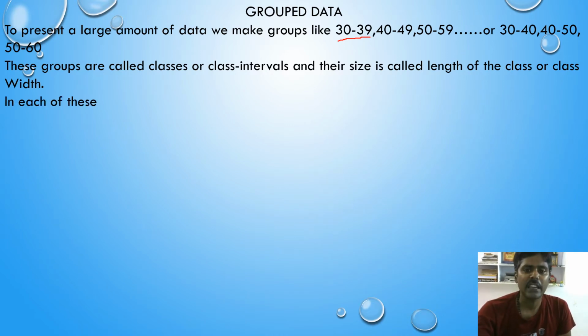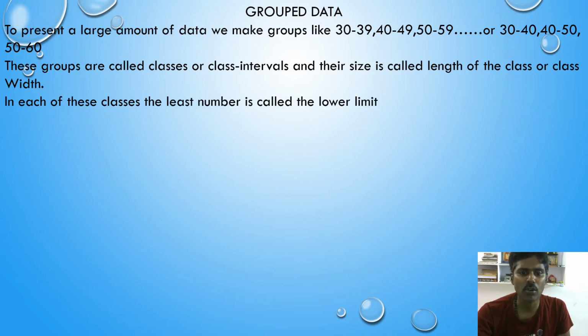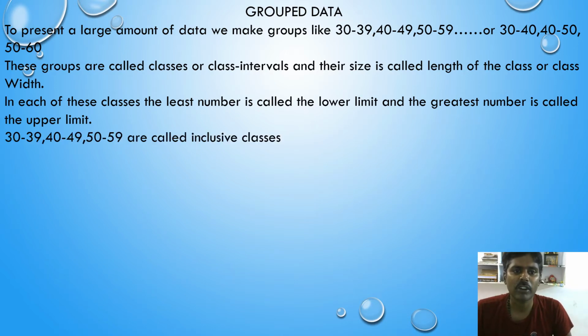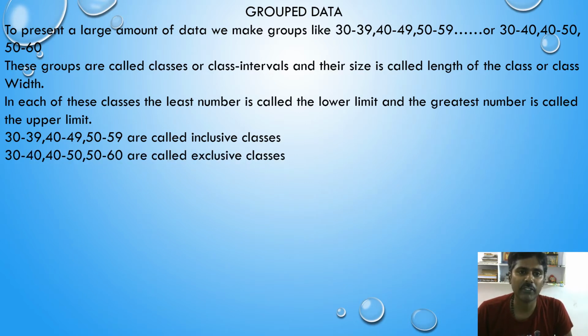In each of these classes, the least number is called the lower limit and the greatest number is called the upper limit. That means in the class 30 to 39, 30 is the lower limit and 39 is the upper limit. The least one is lower and the greatest one is upper. Now 30 to 39, 40 to 49, 50 to 59 are called inclusive classes, and 30 to 40, 40 to 50, 50 to 60 are called exclusive classes.